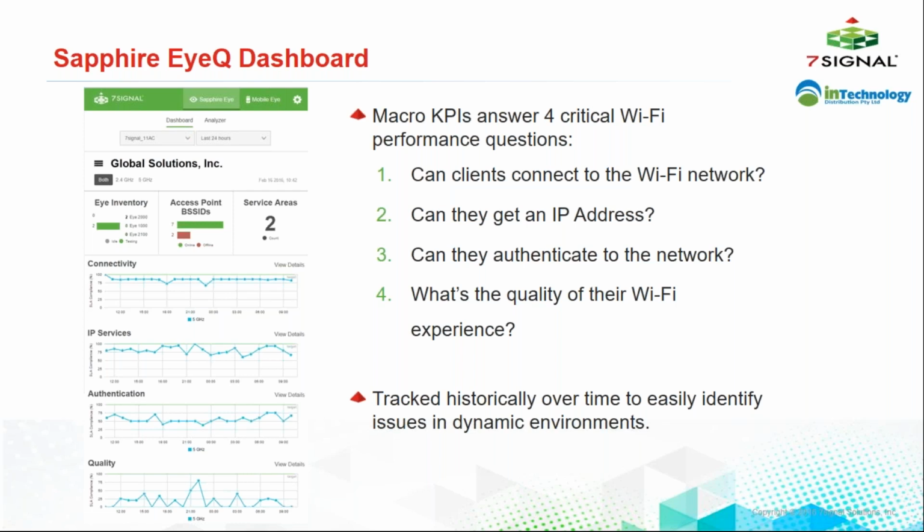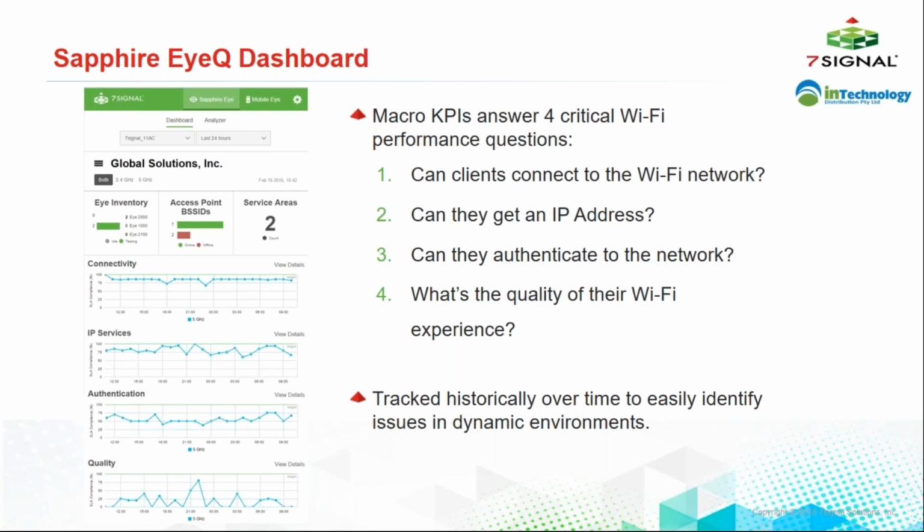We've got all of the different stages of DHCP that we're measuring as well, so we can see if there's a problem with DHCP servers. Can they authenticate? So remember, because we're a client, we're continually trying to authenticate. So we've got all of the phases and stages of Radius that are built in, and we capture that as well. And then finally, what's the quality of their experience?